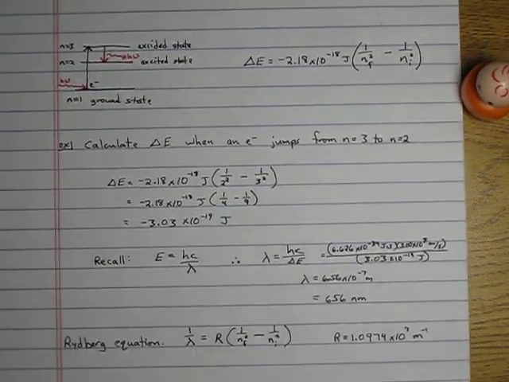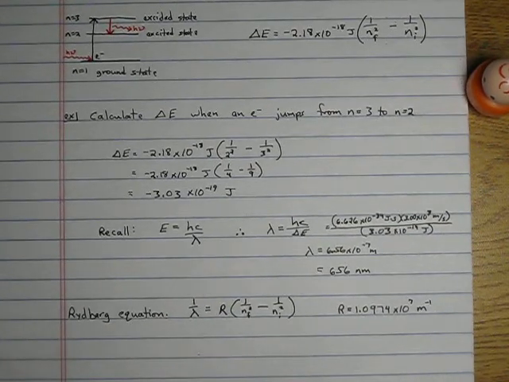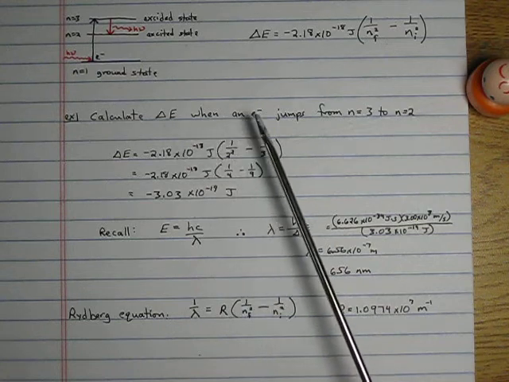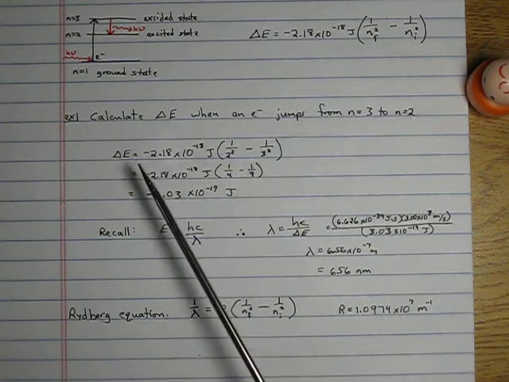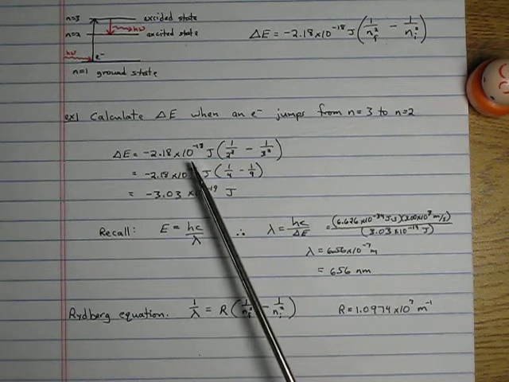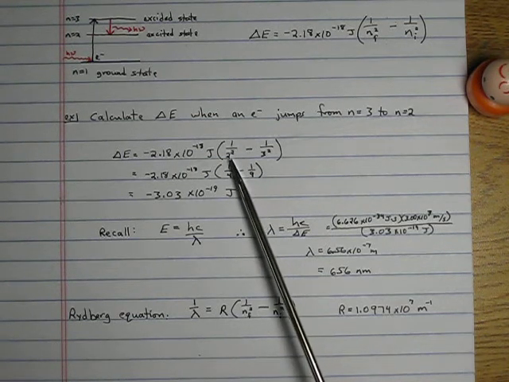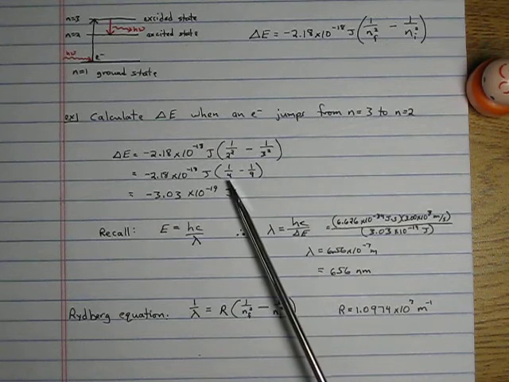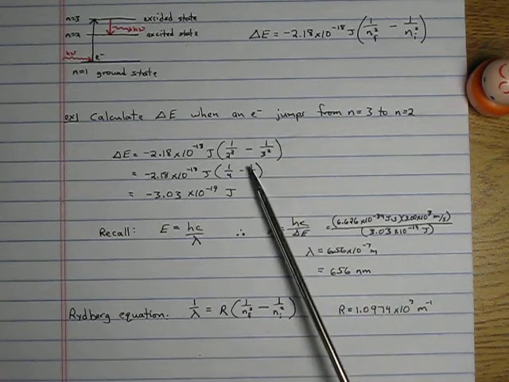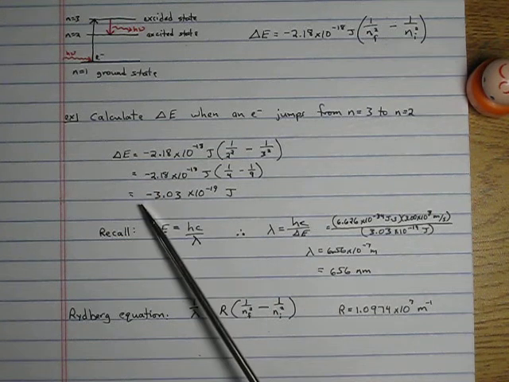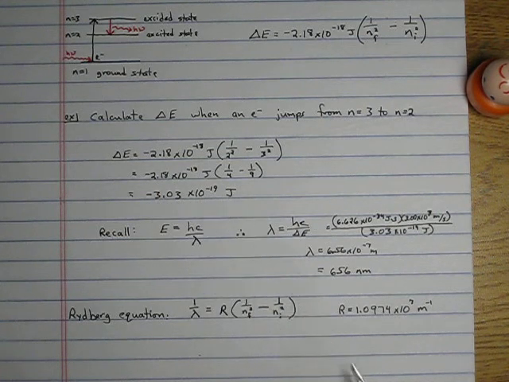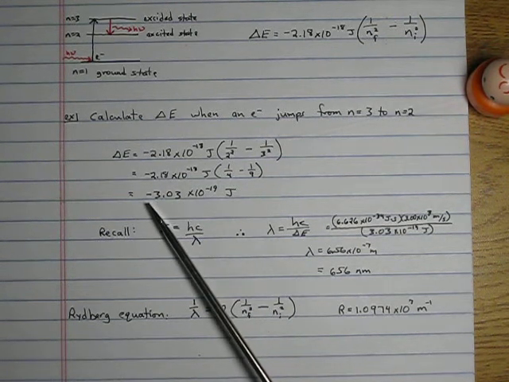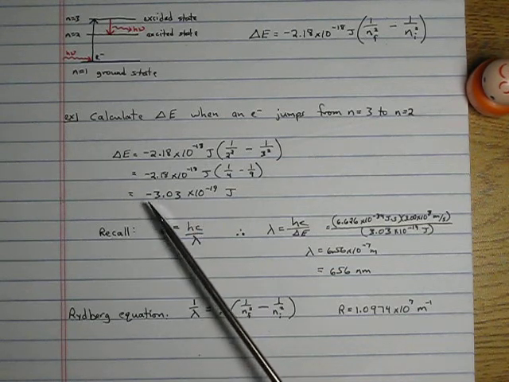So we can do a sample calculation here. Calculate the energy change when an electron jumps from n equals 3 to n equals 2. Well, delta E equals negative 2.18 times 10 to the minus 18th joules times where it ended up, 1 over 2 squared, which is 1 over 4, minus 1 over 3 squared, 1 over 9. Do the math, you get negative 3.03 times 10 to the minus 19th joules. Now that's the change in energy. The negative indicates that energy was given off. The negative indicates the light was given off. A photon of light was given off from this process.